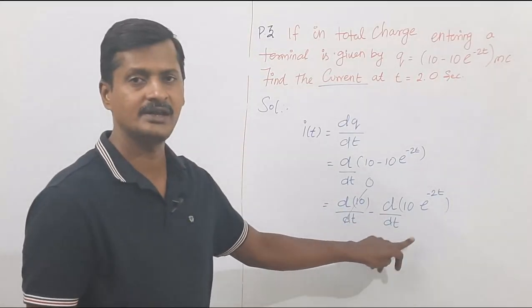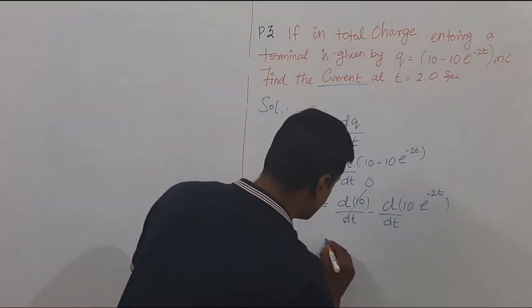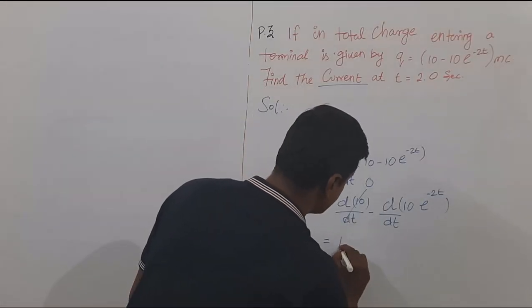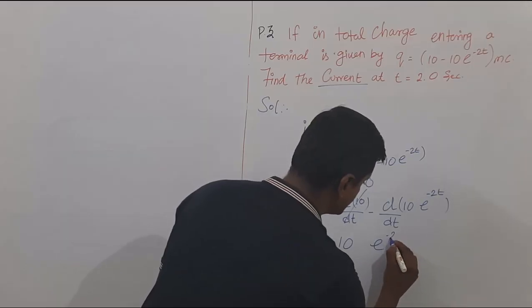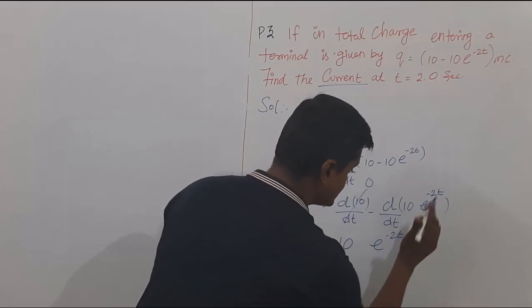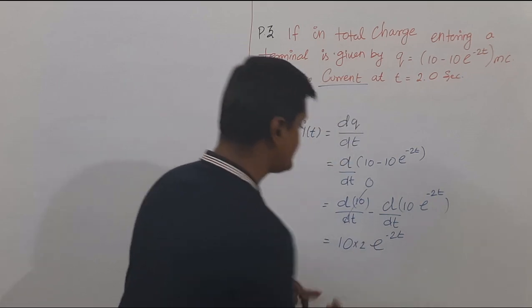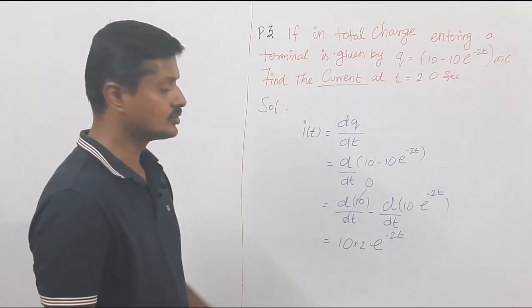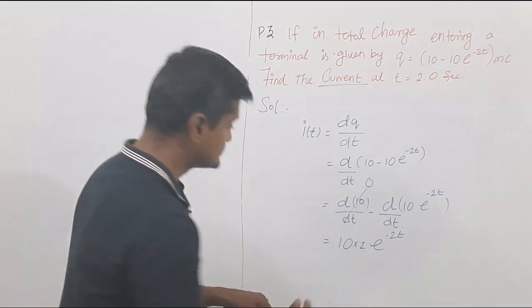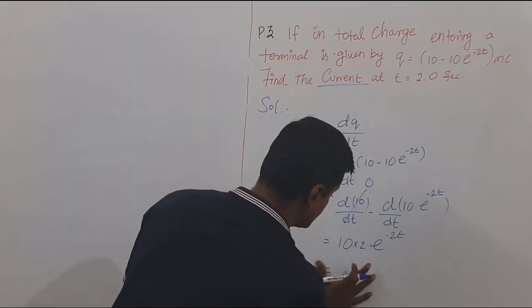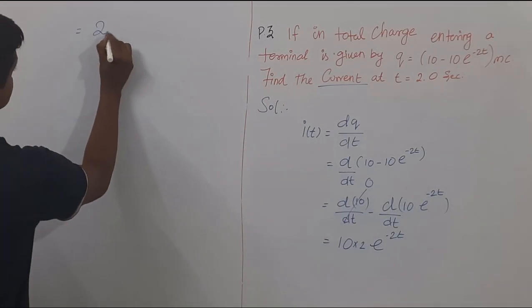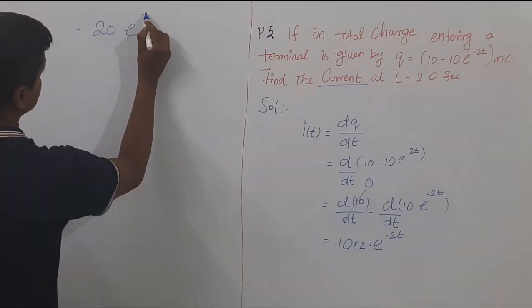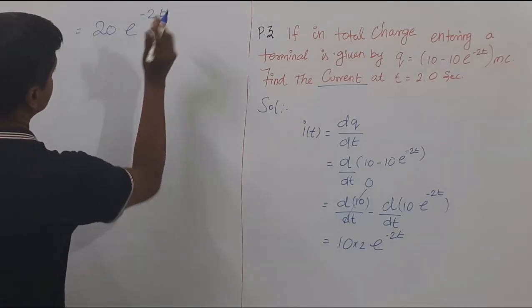So we have only the other term. Differentiating it, as we keep the constant 10 outside, e power minus 2t into this power, into 2. So 10 into 2 e power minus 2t. In simple form, that is 20 e power minus 2t.